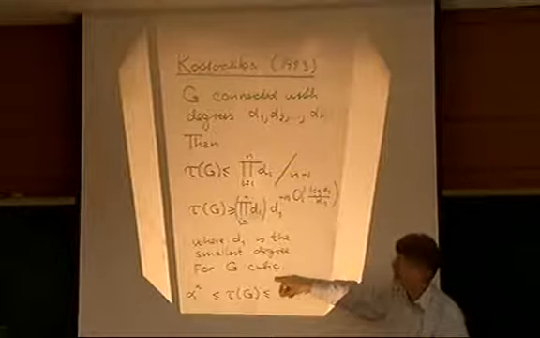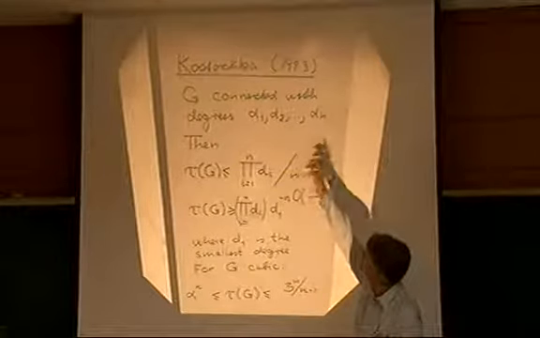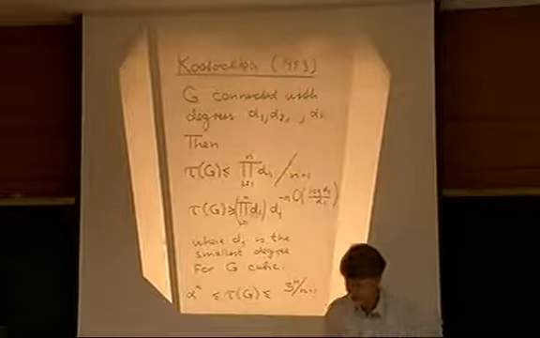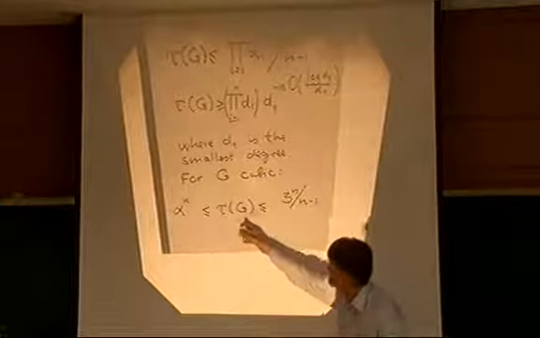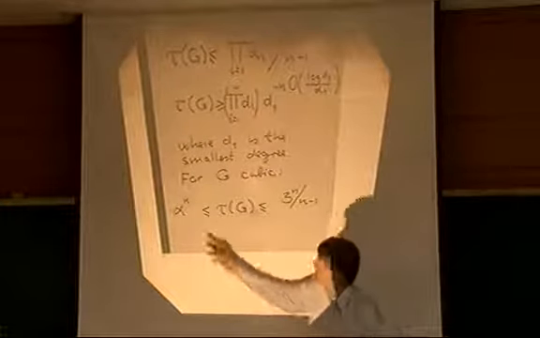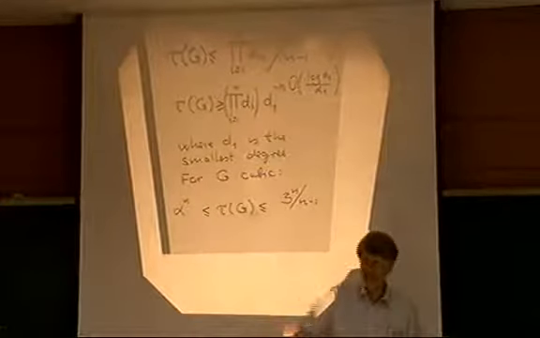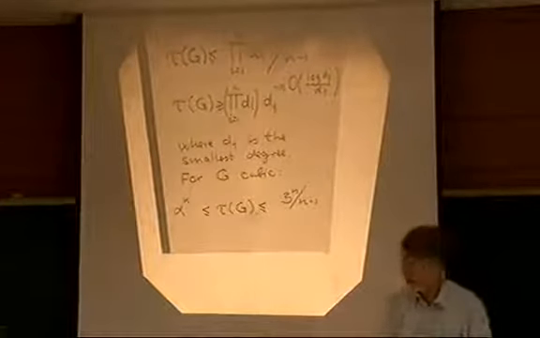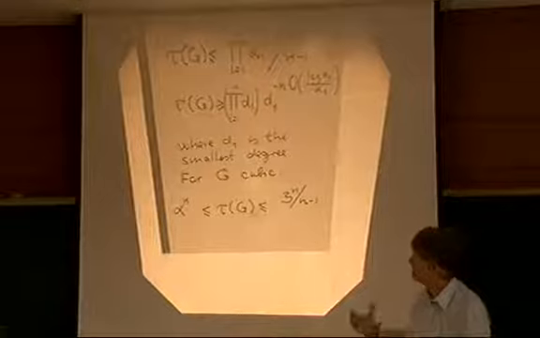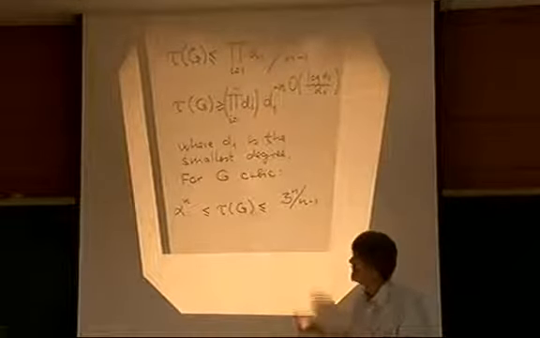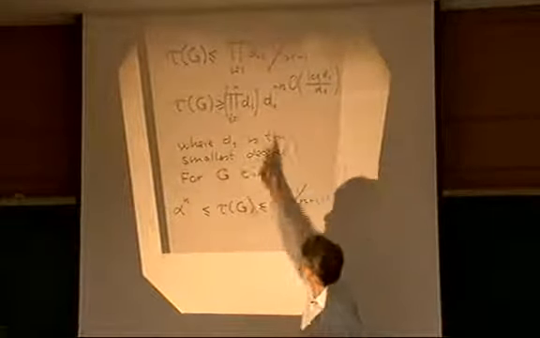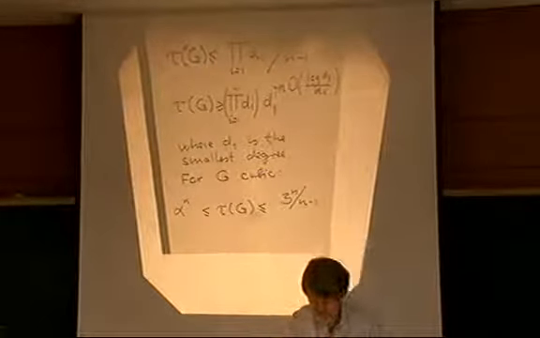Let's look at a cubic graph. This means that all these numbers di are equal to 3. Then we get something nicer, namely that the number of spanning trees is smaller than this exponential function, but it's bigger than some other exponential function. So for a cubic graph, the number of spanning trees grows exponentially. It's between two exponential functions, and that comes out from this result there.